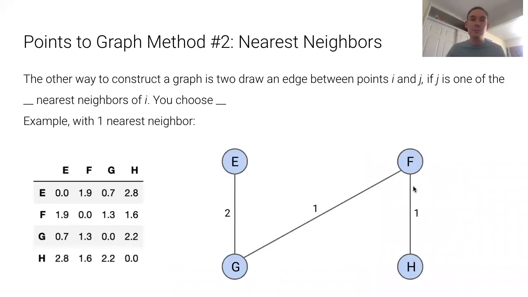Okay. The other common method that's used is nearest neighbors. It's all on one slide here, and we'll just walk through it. It'll take us a little bit. Another way we can construct a graph is to draw an edge between 2 points if one of the points is one of the blank nearest neighbors of the other point. In this example, we're using one nearest neighbor, but you don't have to. You can choose 2 or 3 or 4 or 5 or 10 or whatever other number.